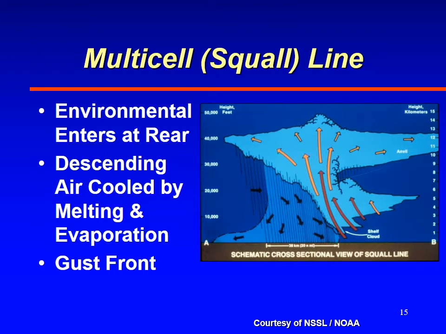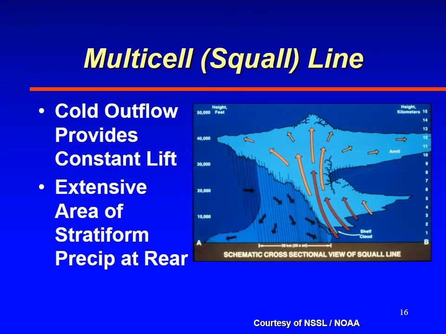That is the indication of the interface between the cold air flowing out of the thunderstorm and the warm, moist air flowing into the thunderstorm. So that cold air, that gust front, provides a constant lifting mechanism to get the air to reach saturation and release latent heat.